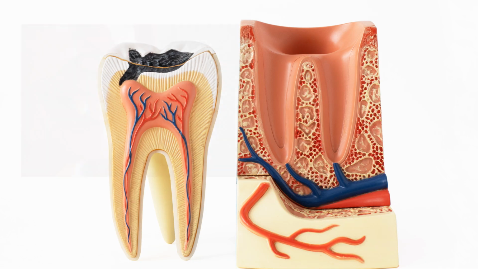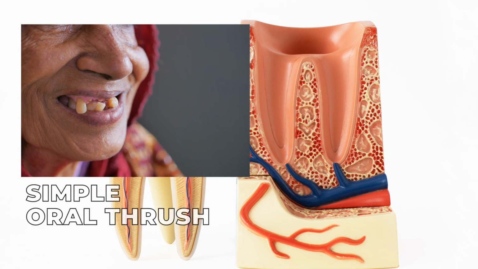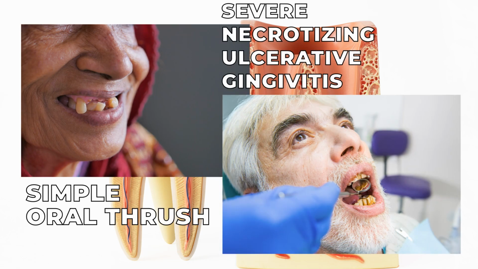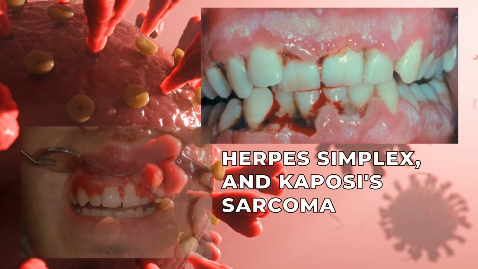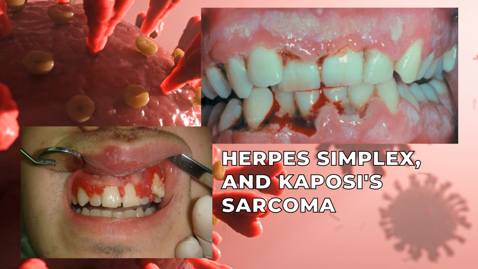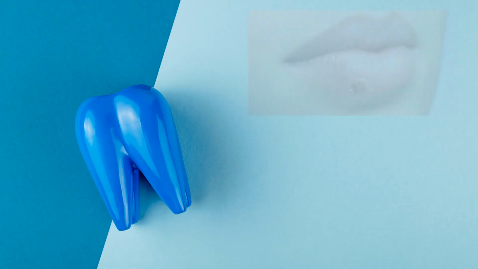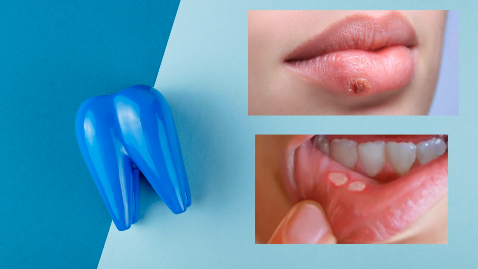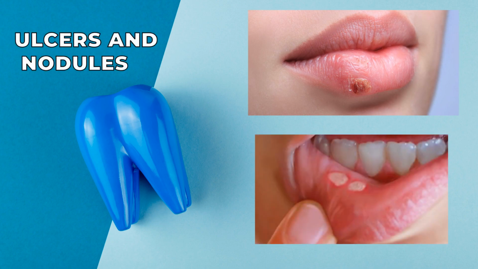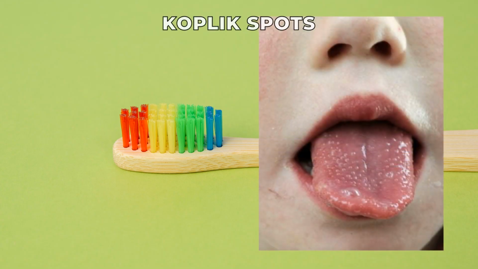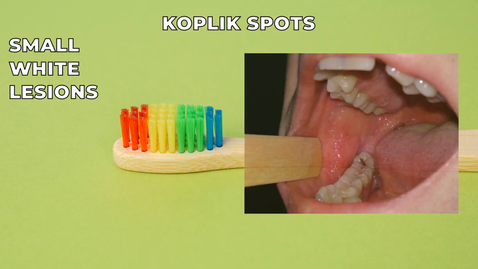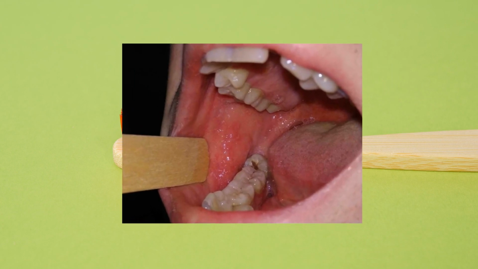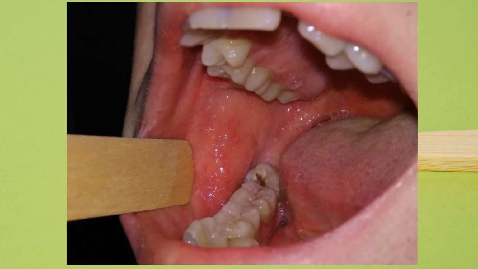Oral manifestation of infectious diseases can range from simple oral thrush to severe necrotizing ulcerative gingivitis. In HIV patients, for example, oral candidiasis, herpes simplex, and Kaposi sarcoma are common oral manifestations. Tuberculosis and syphilis can also involve the oral cavity, presenting as ulcers or nodules. Koplik spots. These are classic signs of measles. Koplik spots are small white lesions that appear on the oral mucosa. You can also get a strawberry tongue, and these are a classical feature of scarlet fever.